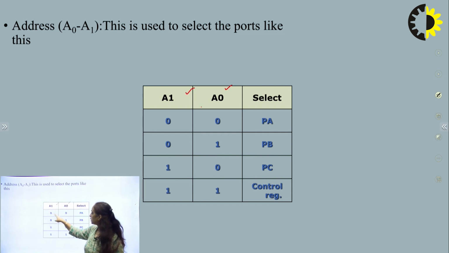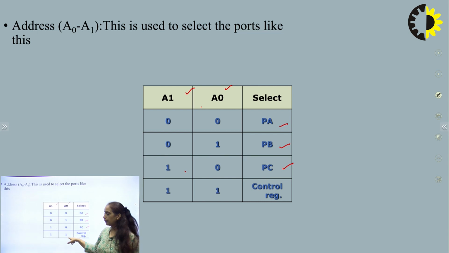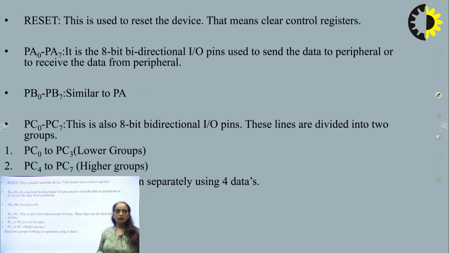Then here we have these address lines, that is A1, A0. So when the values are 0, 0, port A will be selected. For 0, 1, port B will be selected. For 1, 0, port C will be selected, and for 1, 1, control register will be selected. Reset pin, it is used to reset the device. It means that it will clear the control register, and all the ports will be initialized as input ports.